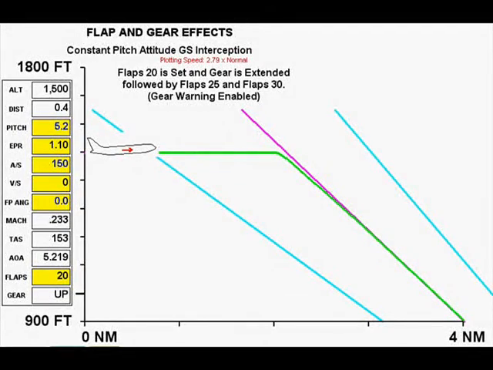If we approach the glide slope with the last pre-landing flap setting, flaps 20, and then fully extend the landing gear before selecting flaps 25 and flaps 30, an altitude loss will occur prior to glide slope intercept unless a pitch attitude change is made. We would prefer to not make any pitch changes during manual flight.